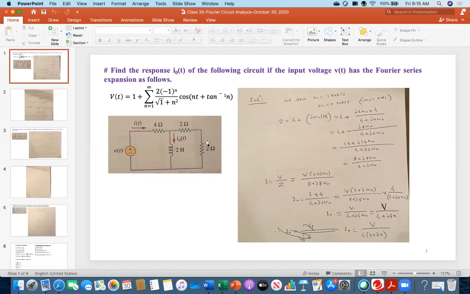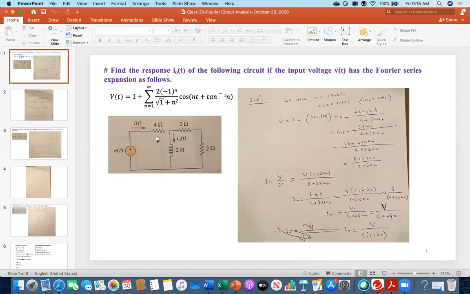You see that is also easy. This is 2 ohm resistance, 2 ohm resistance, so 2 plus 2 is 4. That 4 ohm is in parallel with this 2 henry, and this combination is in series with 4 ohm. That you all know. And once you get that total impedance, then find out the total current: this voltage divided by the impedance.